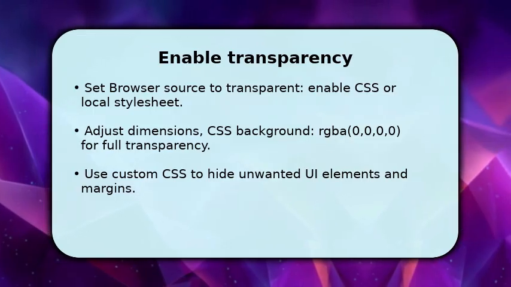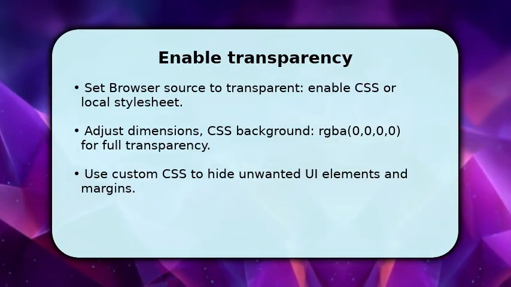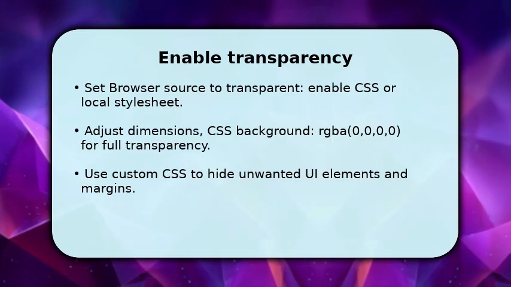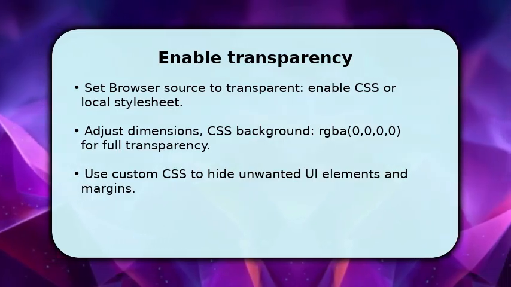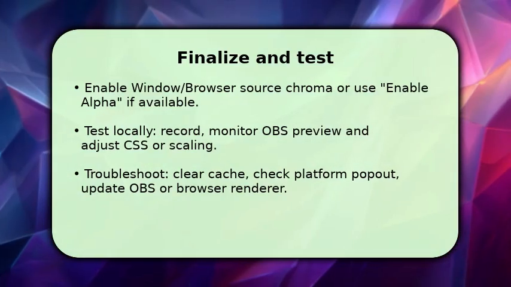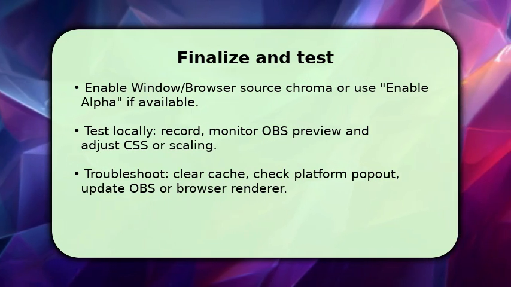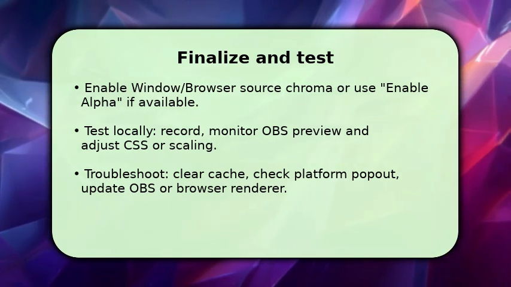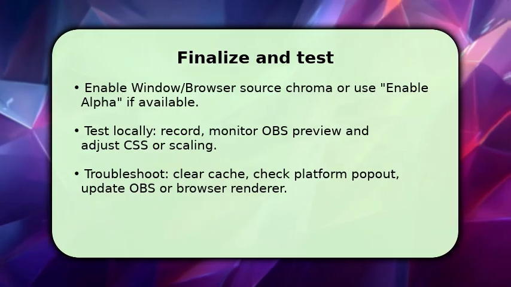Scale and position the source in the scene using the transform handles and lock it once placed. You're making the chat overlay finish by validating in a recording and live preview so you catch edge cases. Turn on OBS's browser source alpha if present, or use the display capture with chroma keyed background if needed.